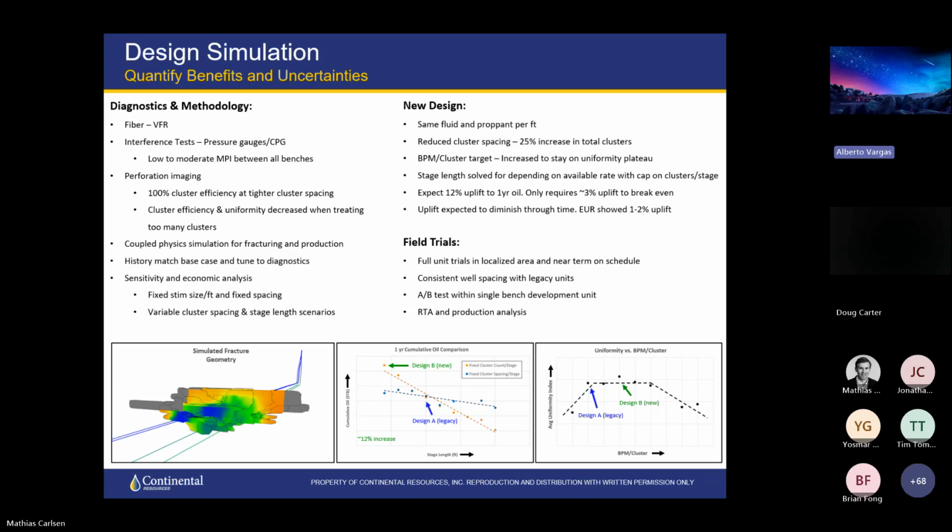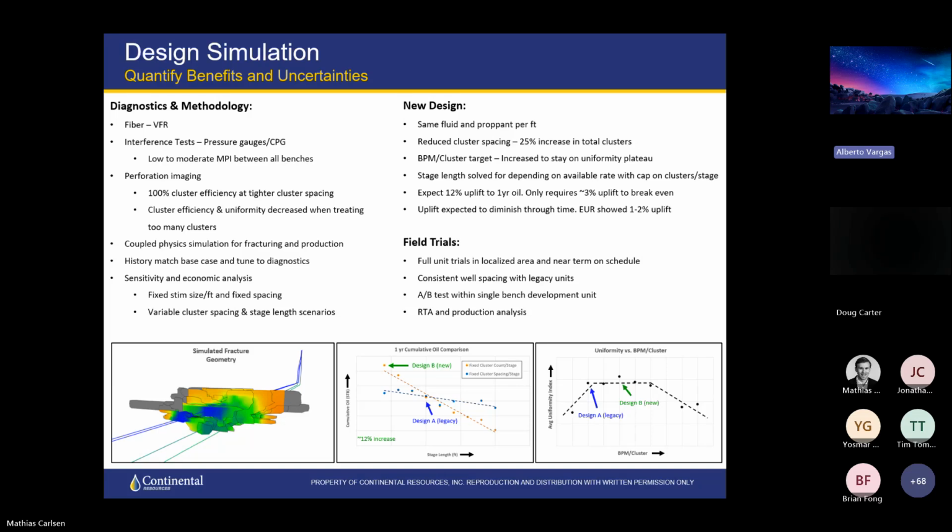We also implemented a rate per cluster target, and we did that to stay on a uniformity plateau. If you look at the chart in the bottom right, this is rate per cluster versus the uniformity index from the treatment. And our legacy design was maybe on the plateau, but borderline to where we started to see that drop in uniformity. And so we increased that to make sure we stayed on that plateau. And so with those two parameters, you can solve for the stage length based on the available rate for each well. And our expectation for improvement, you can see down here in this middle chart.